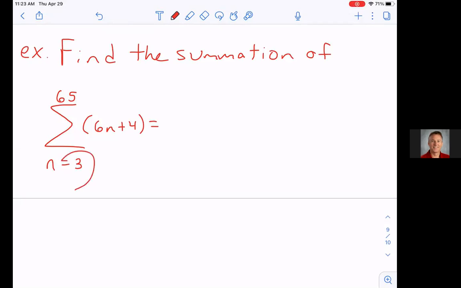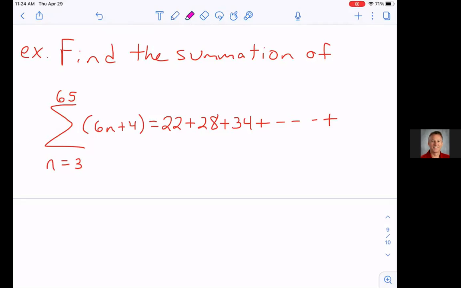So we first would plug in 3. 6 times 3 is 18, plus 4 is 22. And then we plug in 4. 6 times 4 is 24, plus 4 is 28. And we will plug in 5, get 34. And you don't even have to write all those down. I'm just trying to give you an idea of what it looks like. We definitely need the first term. We definitely need the last term.